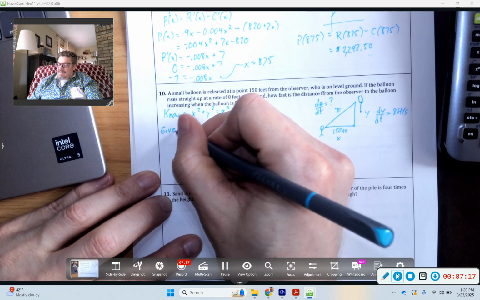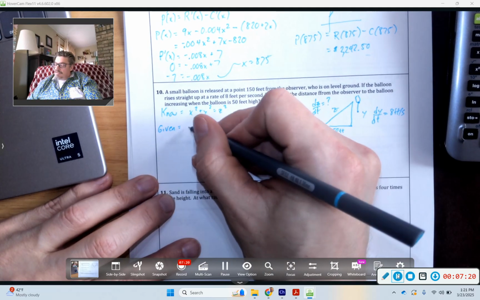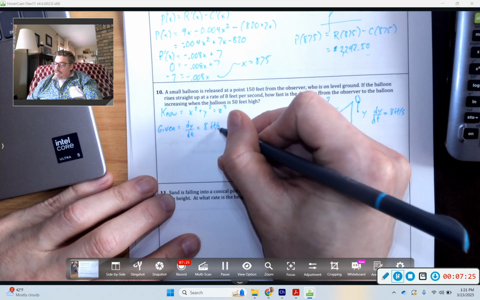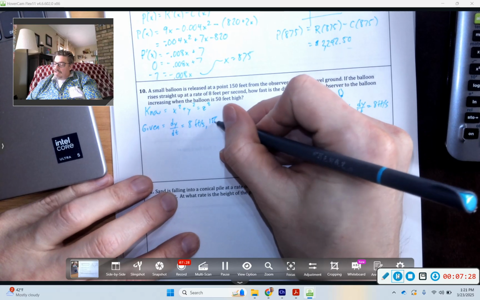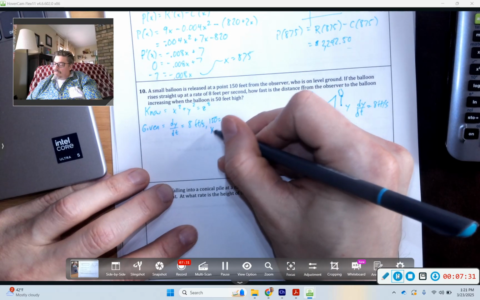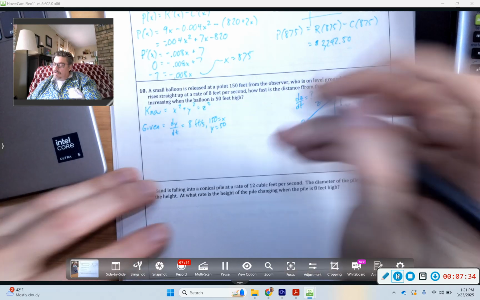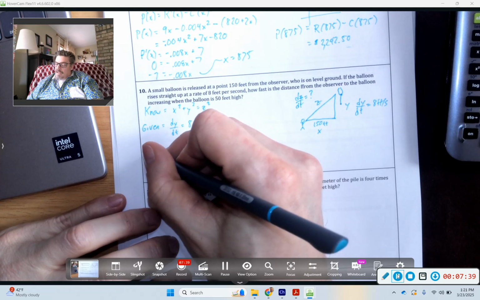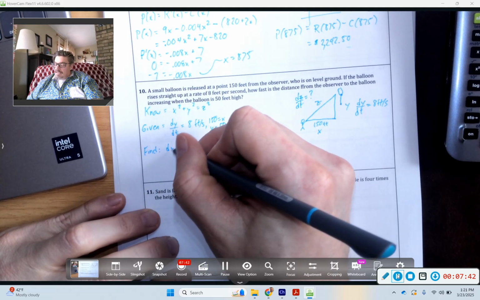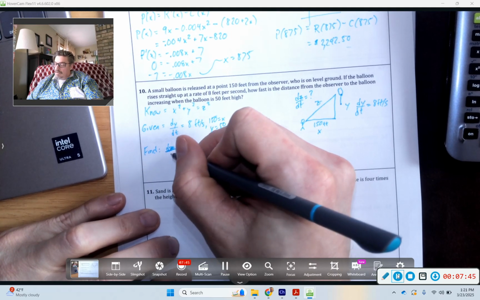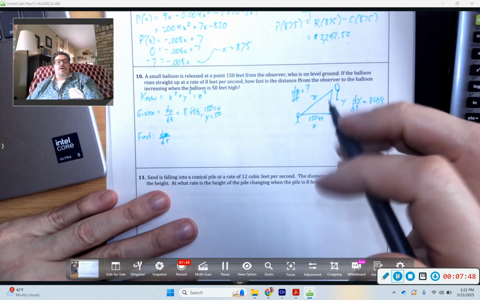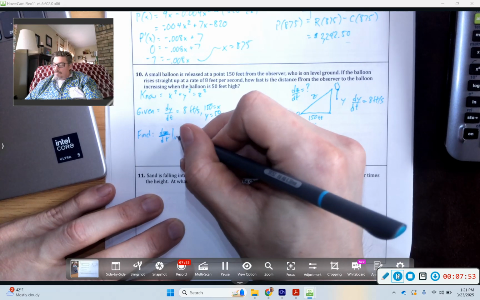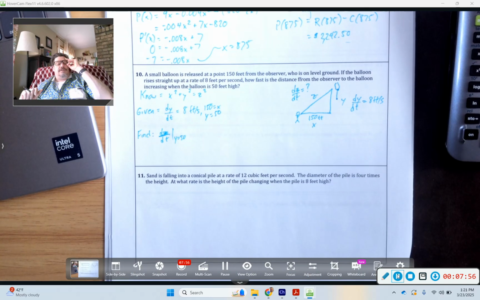We are given dy/dt, and that equals 8 feet per second. We're also given x equals 150, and y equals 50. So we got those three things, and what we want to find is dx/dt. No, I'm sorry, dz/dt. We want to know dz/dt right at that moment when the balloon is at 50. We know x has to be 150.